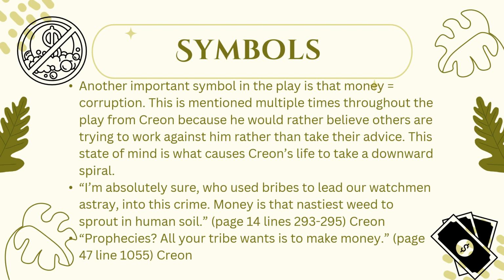And the other one was prophecies. "All your tribe wants is to make money." He was accusing Tiresias of just being in it for the money, basically, and he wasn't telling the truth.